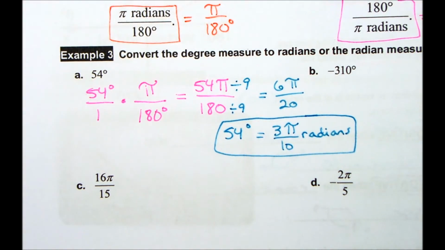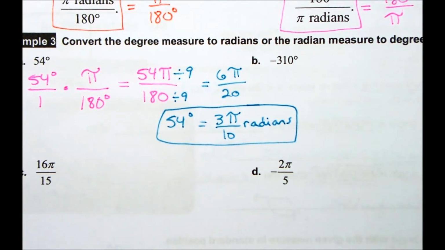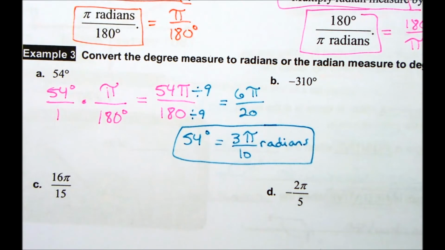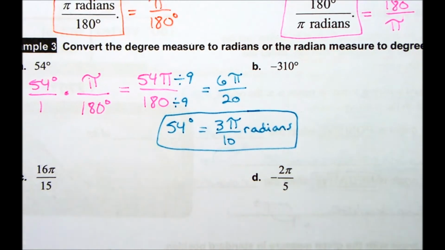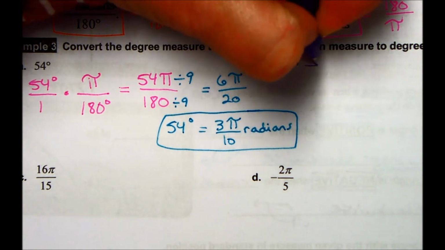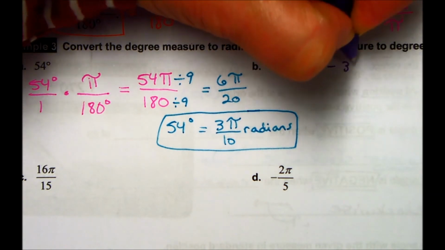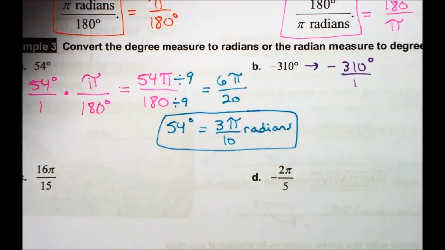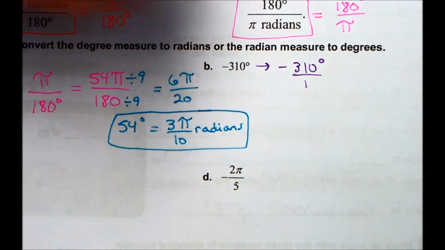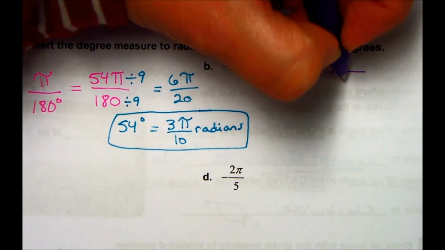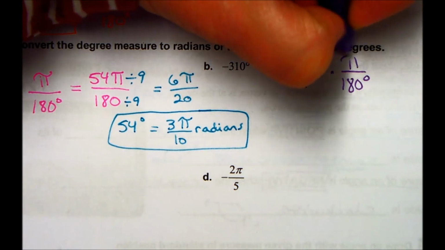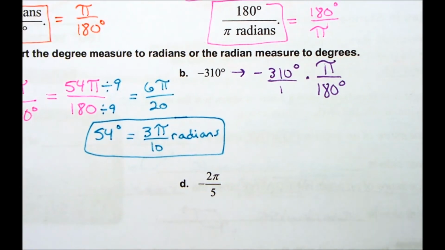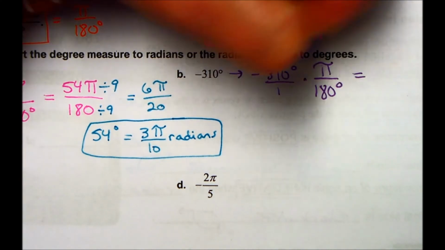And that's our answer. Okay, well, what about a negative? Negative is treated just like a positive. If you're converting from degrees to radians, you want to take that negative 310 degrees. I'm going to make it a fraction by putting it over 1. Since I want to get rid of the degrees, I'm going to put the 180 degrees at the bottom, and I want to convert to radians, so I want pi in my answer, and then multiply across.